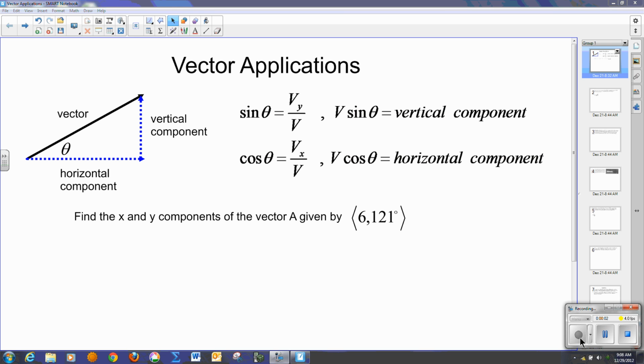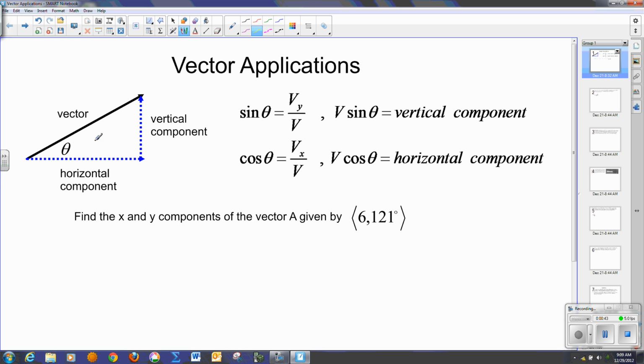So now we're going to deal with vector applications, which is basically going to boil down to some word problems. The trick of doing these application problems is all of them are going to be given to us in polar form, or some magnitude and direction value. We're going to need to convert them to their component value. So what I've done for you below right here is I've taken and shown a vector with its magnitude and its direction, and I've shown you the horizontal and vertical components.